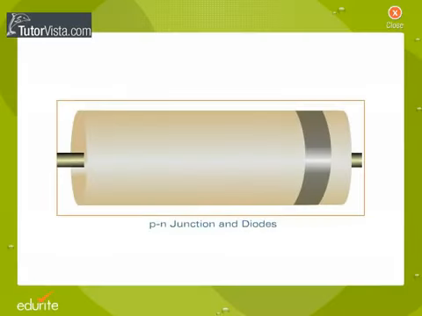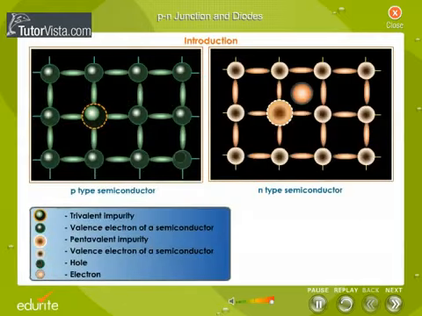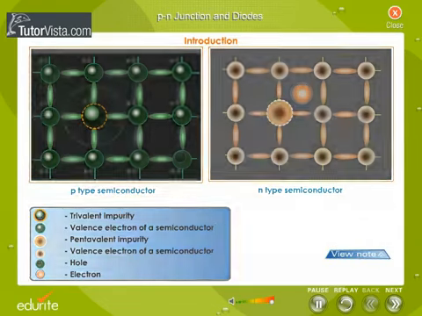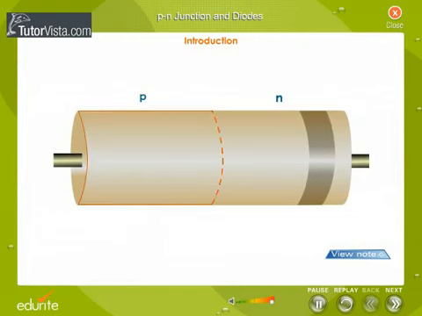PN junction and diodes. To increase the practical utility of a P or N-type semiconductor, a PN junction is created in the semiconductor crystal. Here, one half is P-type and the other is N-type.